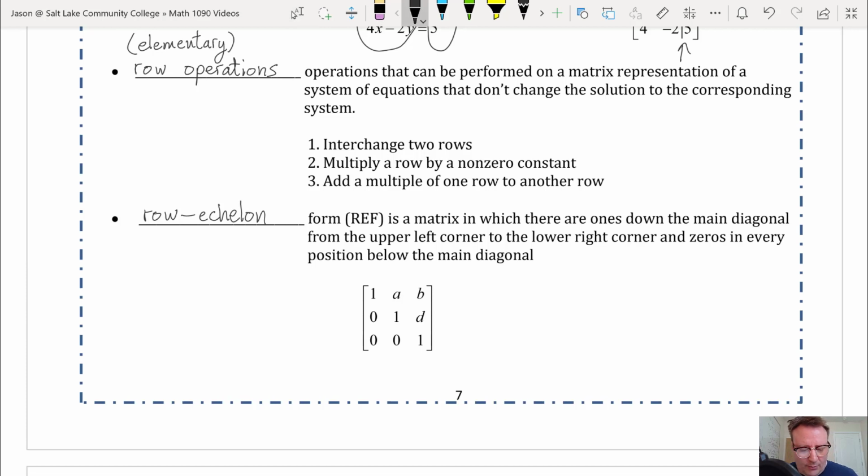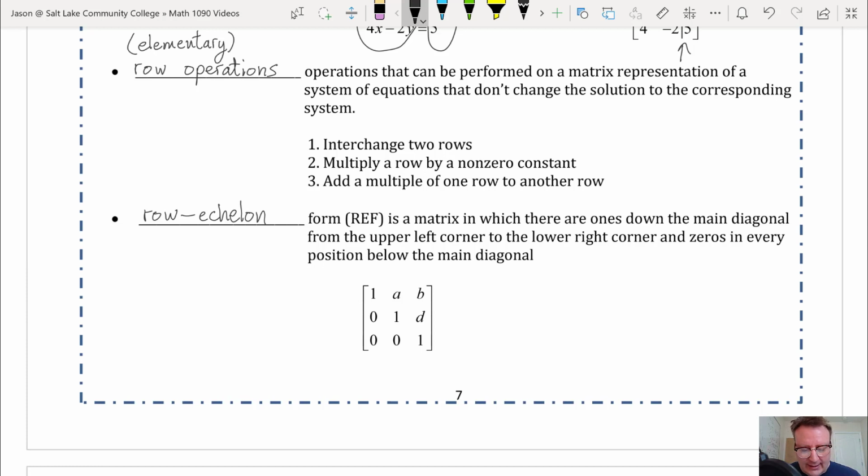Elementary row operations, or we might just say row ops or row operations. These are operations that can be performed on a matrix representation of a system of equations that don't change the solution to the corresponding system. Okay, now that's very important. There's 3 kinds of elementary row operations.